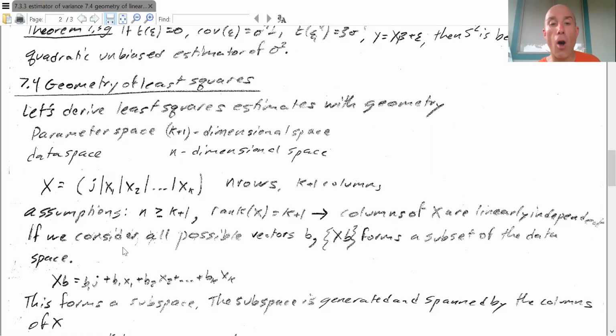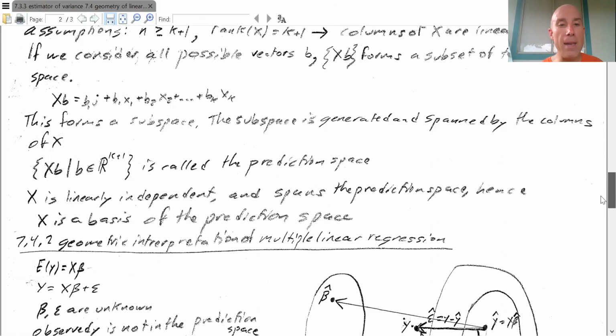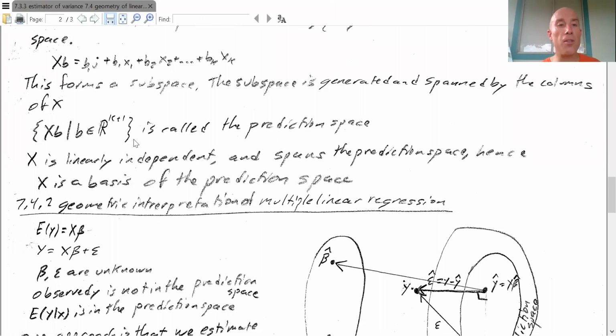So if we consider all possible vectors b, X times b forms a subset of the data space, which I can write in this manner. Well, if I think about this from a linear algebra point of view, this is a subspace. And the subspace is generated by X. It's spanned by the columns of X. Therefore, X is a basis, and it's called a prediction space. X is linearly independent and spans the prediction space, so it's a basis of the prediction space.